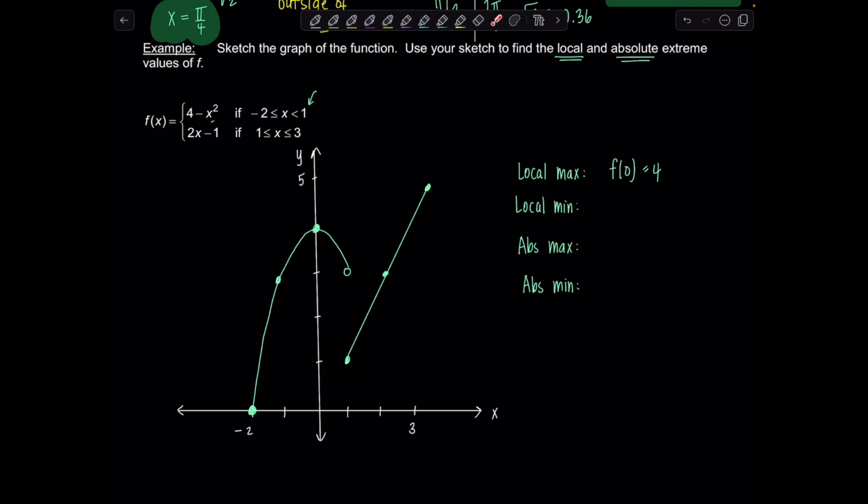This one's always weird when the graph breaks like that, okay? But it is technically a local min. So f of 1, which equals 1, is a local min. I know that one would always make me upset when I was a student.